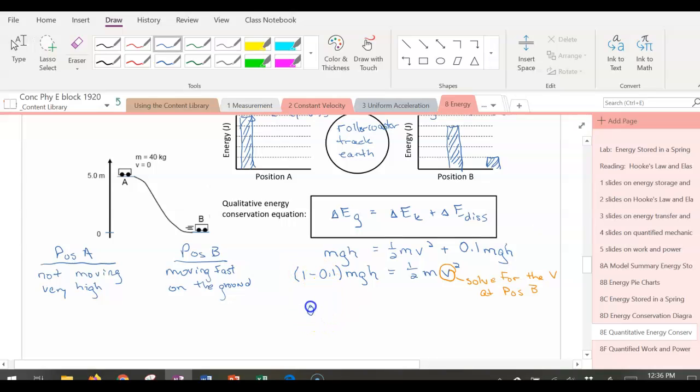1 minus 0.1, that's 0.9. The mass here is 40 kilograms. G is 9.8. The original height, they told me that. They said it's 5 meters high. If I plug that in, 1/2 of that mass times v squared. So now all I have to do is solve for the v. And so I get 9.391 meters per second.